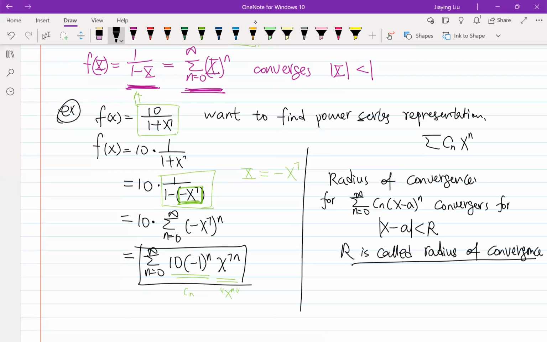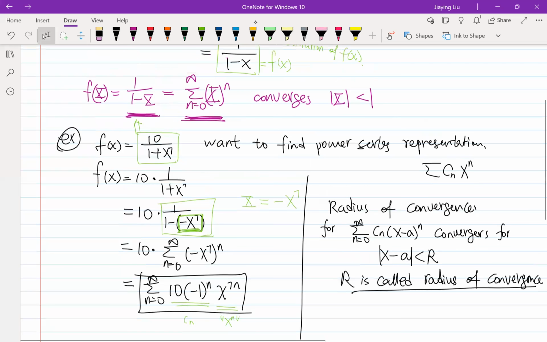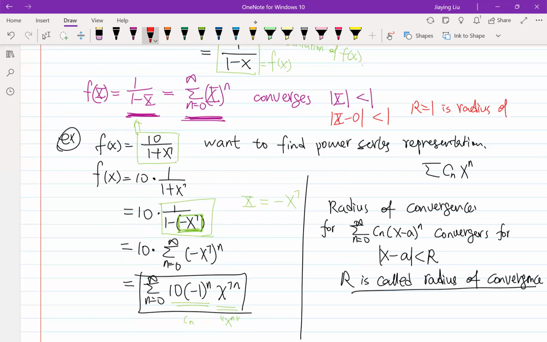In the form that I wrote above with the capital X, we know that the series converges when the absolute value of capital X is less than 1. Now, if we put it in a similar form, you can write it as the absolute value of capital X minus 0 less than 1. So this 1 is the radius of convergence. So R equals 1 is the radius of convergence for this general case.